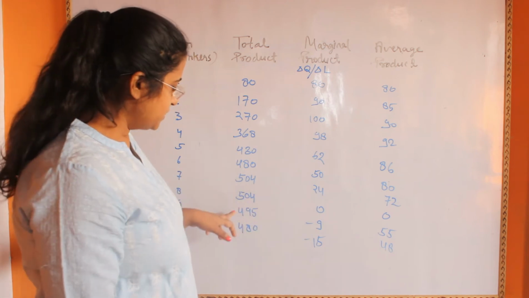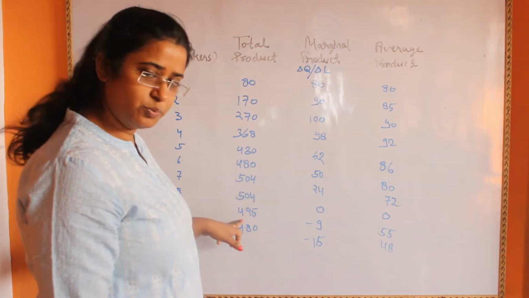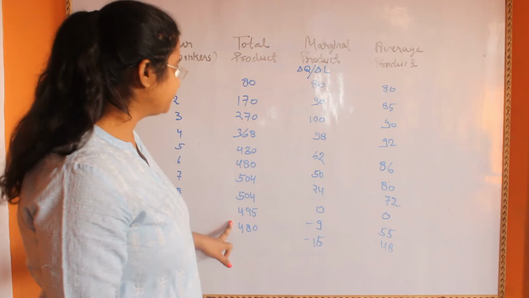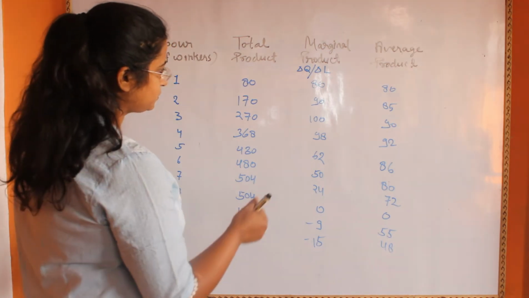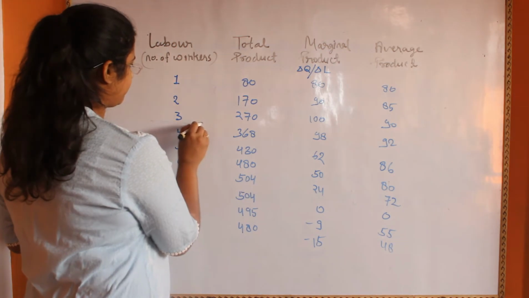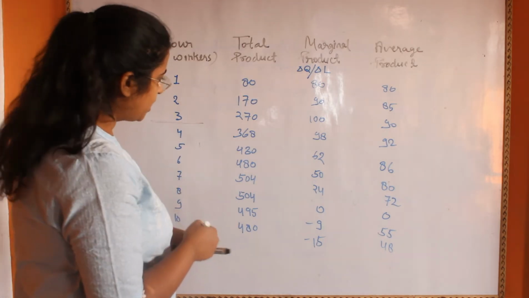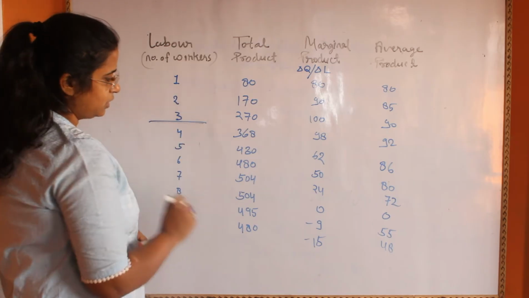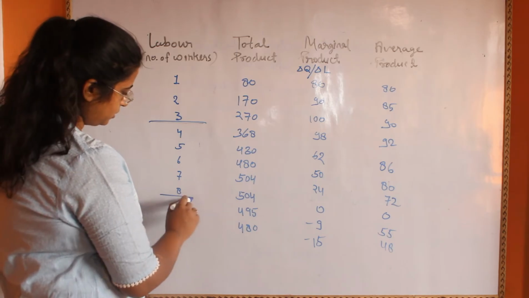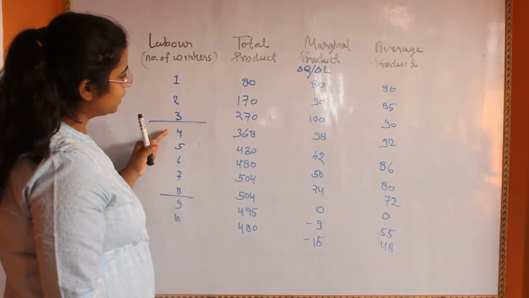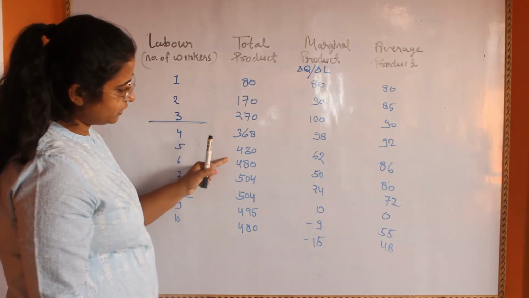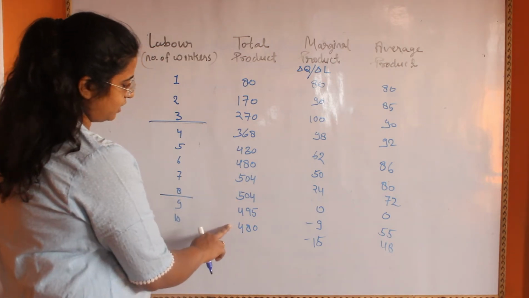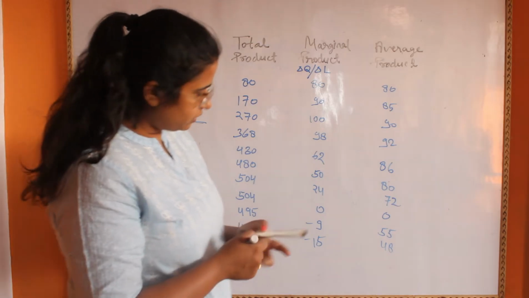Okay, so the effect of this will be on the total product also. The total product also starts declining. Up to this point the marginal product is increasing at an increasing rate. Here, the total product is increasing at a decreasing rate, and after this it starts declining, right?